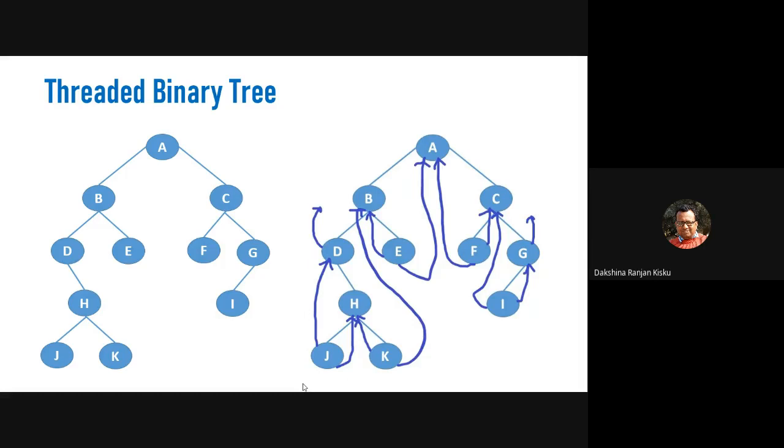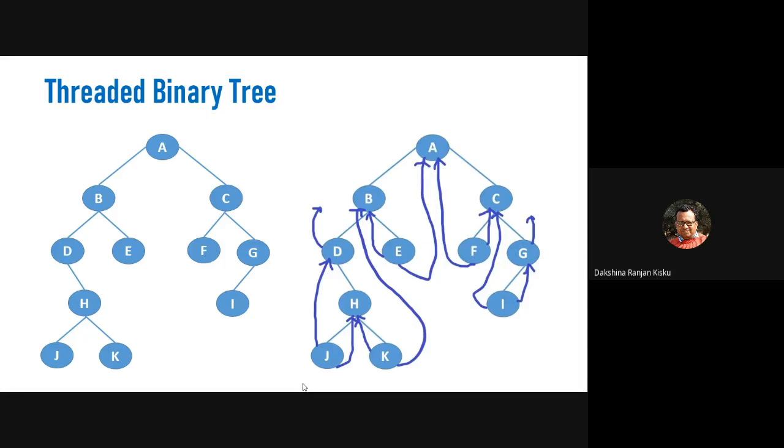Now we have another type of lines which have an arrow, and this arrow indicates the in-order predecessor or in-order successor. That means for a node which has no left child or no right child, we can set the left pointer to the in-order predecessor and the right pointer to the in-order successor.